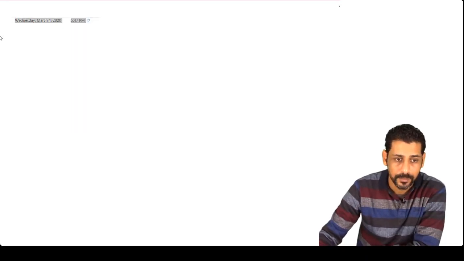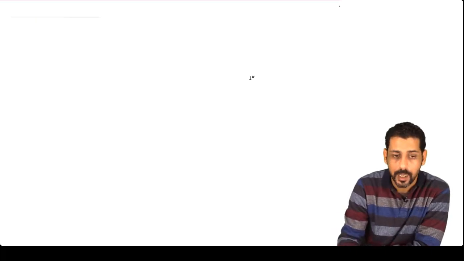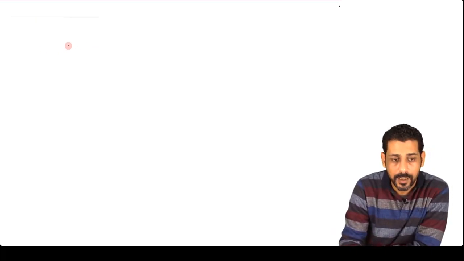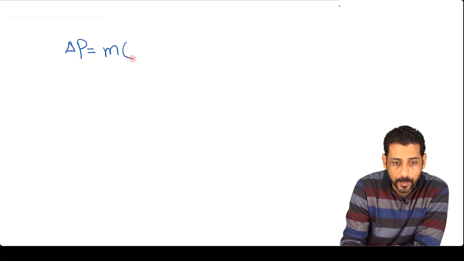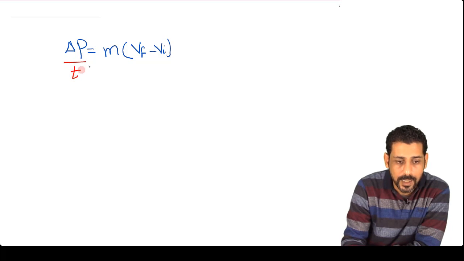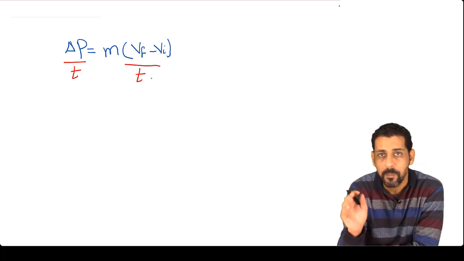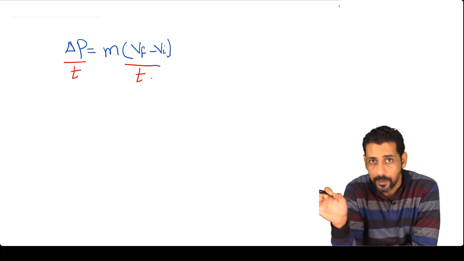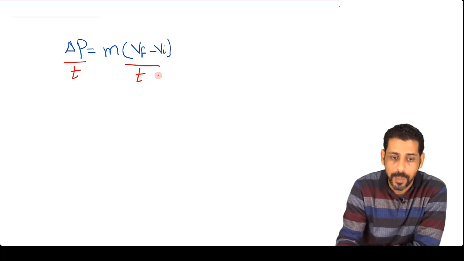Actually, we know this. Change in momentum is mass, open a bracket, Vf minus Vi. If I take this side divided by t, and this side divided by t, t is the time, and it's called impact time. So this is the impact time in the two sides.